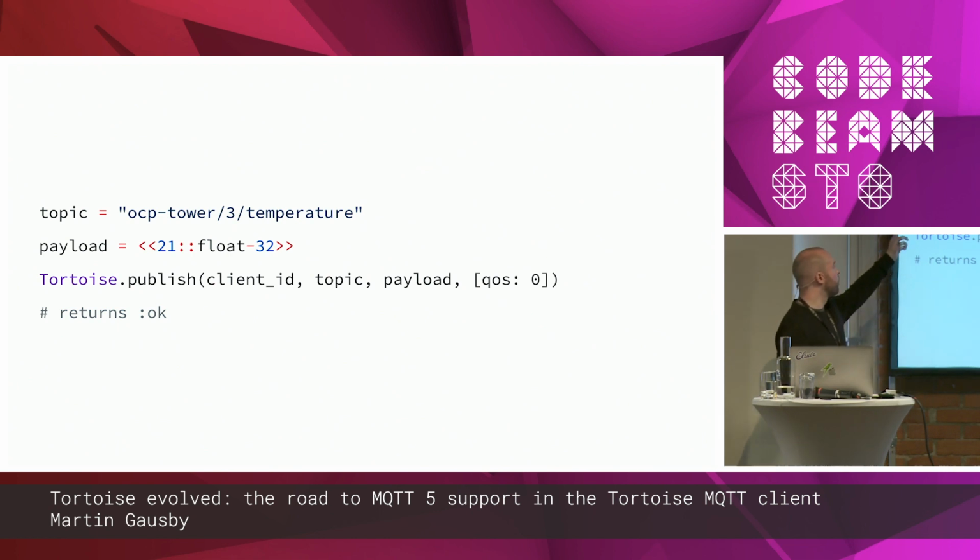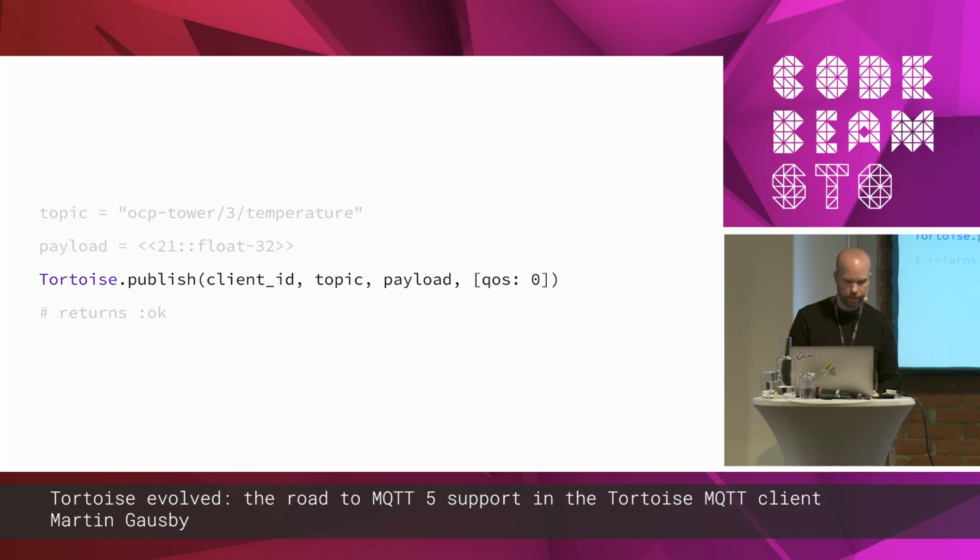So we define a topic, which is a string, the OCP tower, third level temperature, and then we define the payload, and then we just use publish, like we would with kernel send. And we can specify options with an option list.